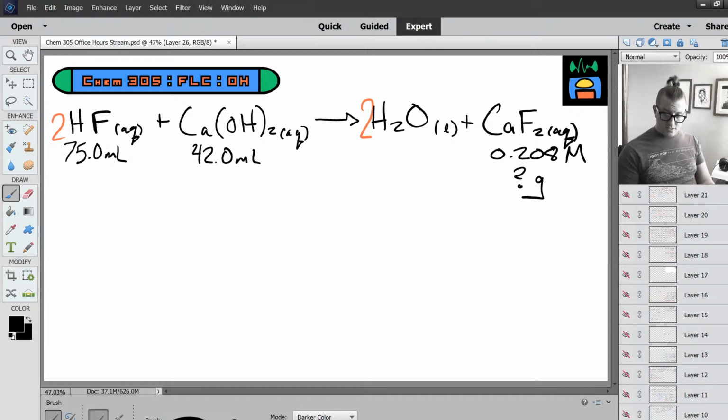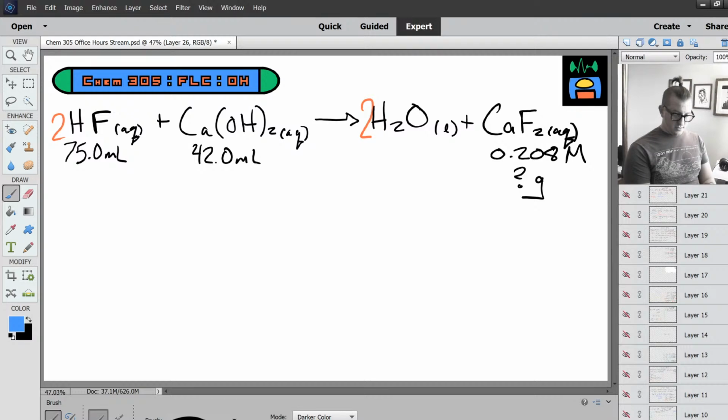Well, the thing is, we know the molarity of calcium fluoride is 2.08. Yeah, totally. I'm tripping all over myself with the typing thing today.